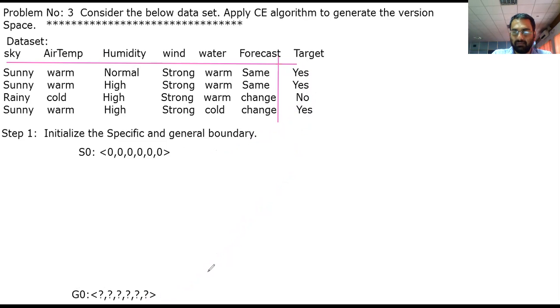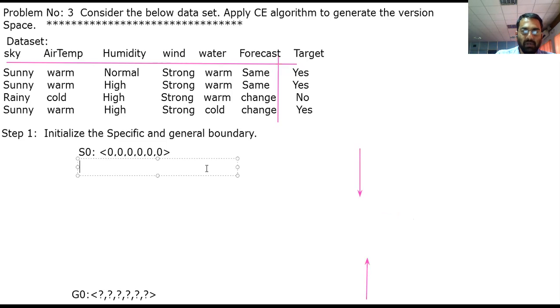So here the specific boundary grows from top to down, whereas the general boundary grows from bottom to top. Every time our agenda is to see whether it is consistent or not. That is our agenda. So let us apply the first instance to the specific boundary.